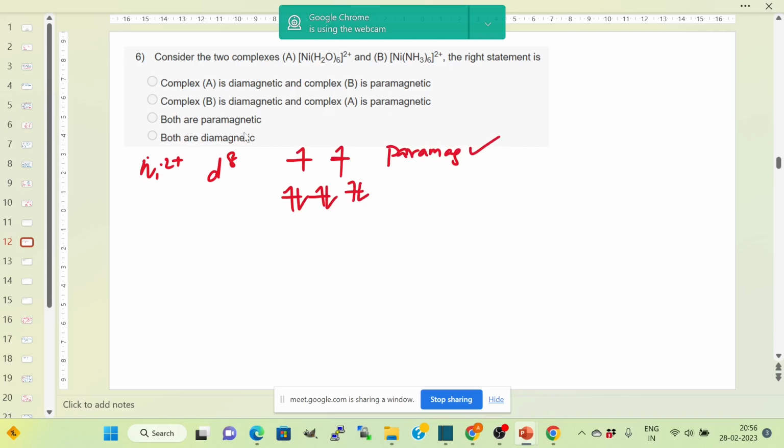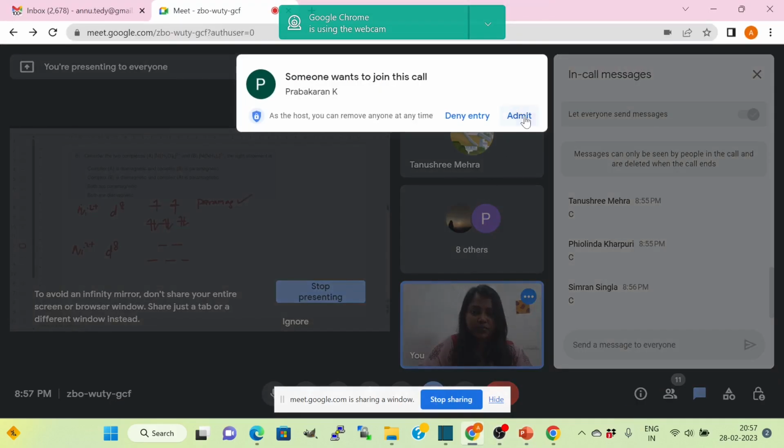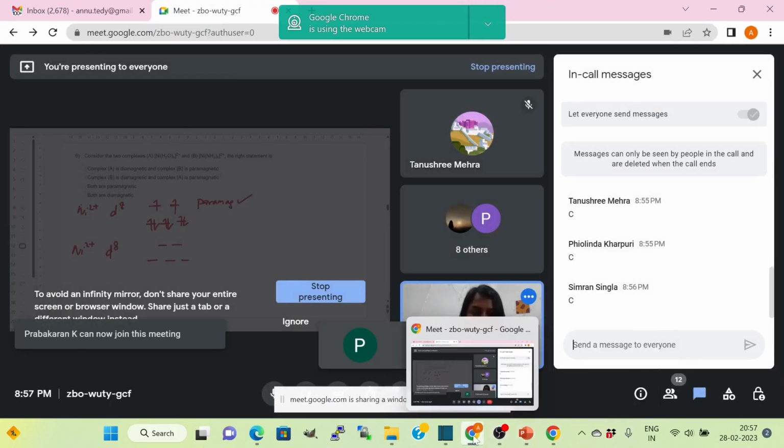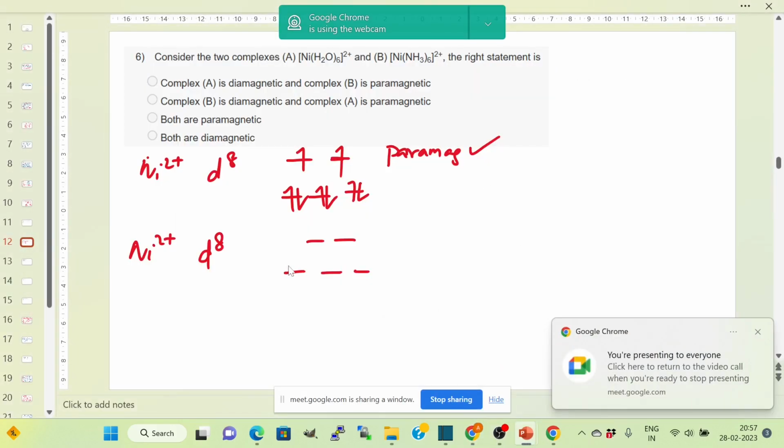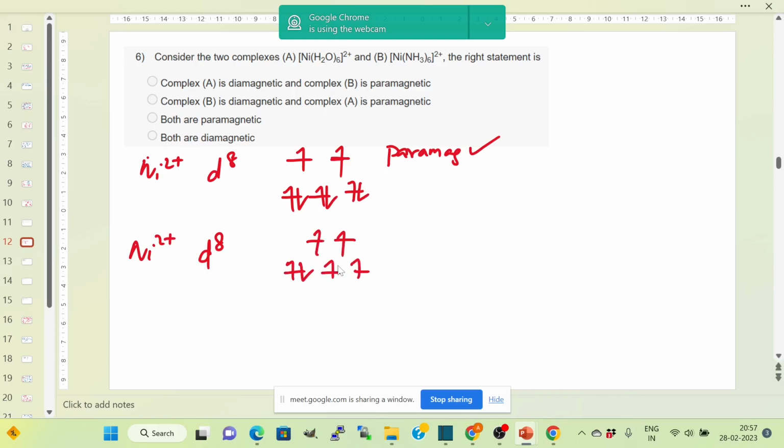Now we look at this one. Again, nickel is in 2+ state, and NH3, and it is d8. NH3 is also a weak field ligand. So again we'll have no pairing. 1, 2, 3, 4, 5, 6, 7, 8. So this is also paramagnetic. So option C is right. So all of you are right actually.